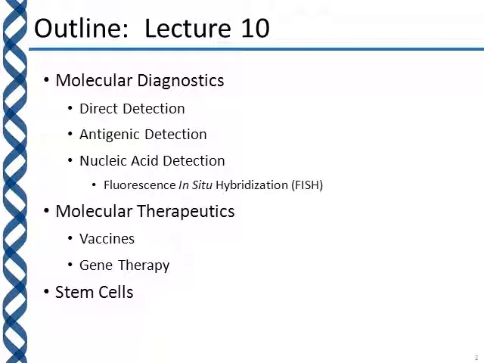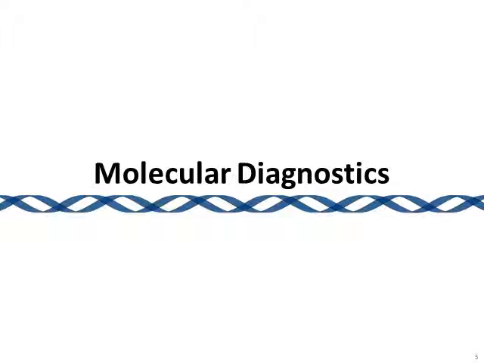The outline for this lecture is, first, molecular diagnostics: direct detection, antigenic detection, and nucleic acid detection, and this will include fluorescence in situ hybridization, or FISH. Molecular therapeutics, where we'll cover vaccines and gene therapy, and last, we'll be discussing stem cells. First, we'll start with molecular diagnostics.